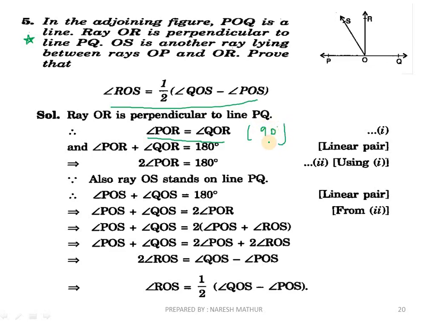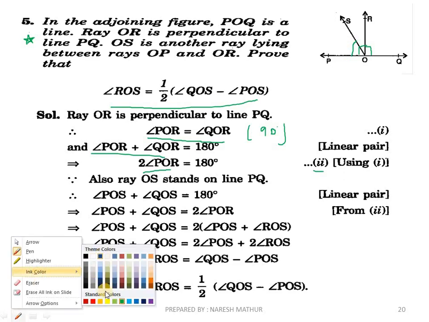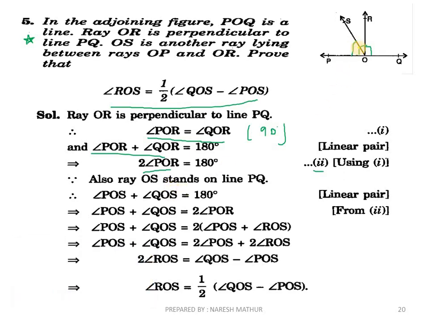Alright. Now POR plus QOR equals 180 degree. So we can write twice of POR equals 180 degree. Twice of POR equals 90 degree. No problem. Mark it as a second equation. And OS is standing on line PQ, so we can write angle POS plus angle QOS. This and this equals 180 degree, linear pair.